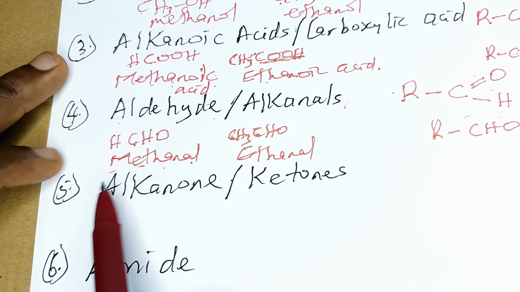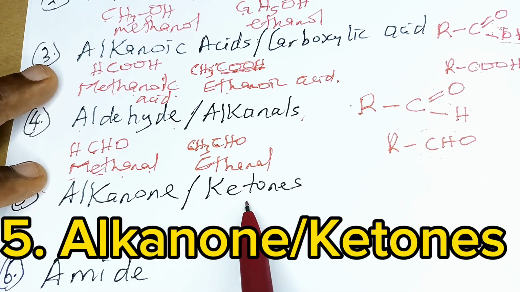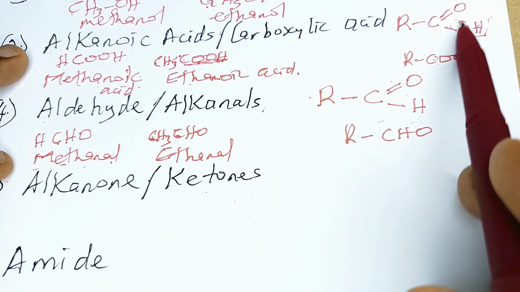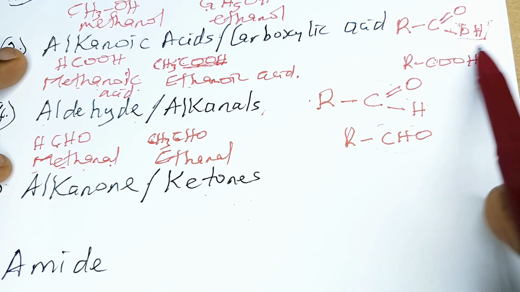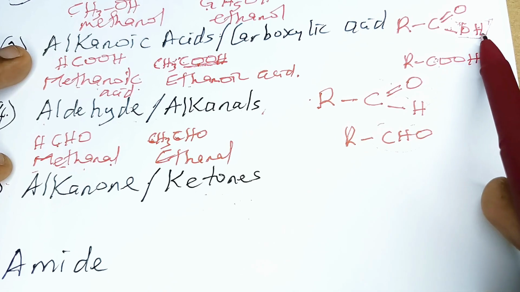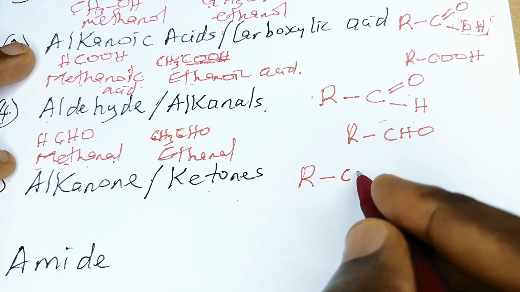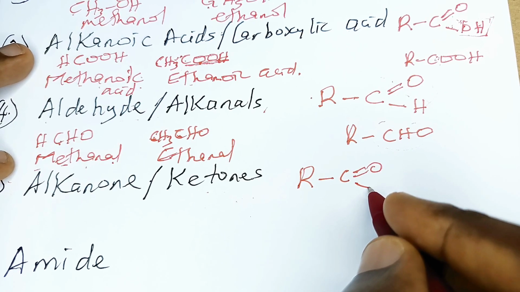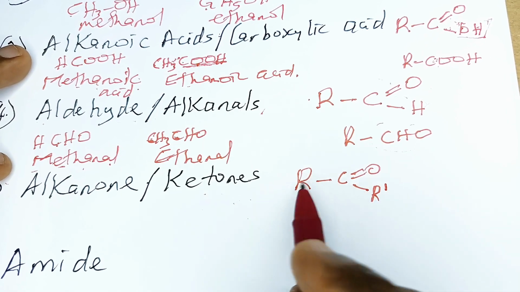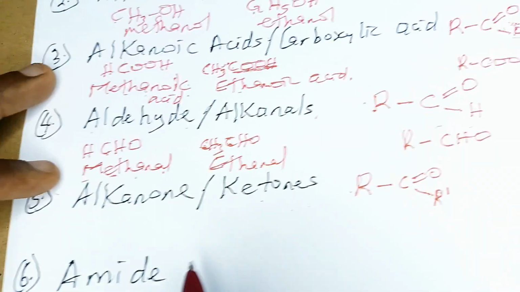So let's go to the next one, which is number 5. It is called alkanone, generally known as ketones. Look at it here again. This OH group is what we have to replace again, just like in the alkanals. When you replace this OH group with another alkyl group, you have R to C, and here instead of OH, you now have another R. Let me put a prime on it to show that this R and R' are not the same. So how can you now name this? Let's give an example now.